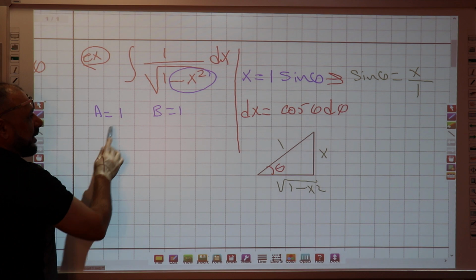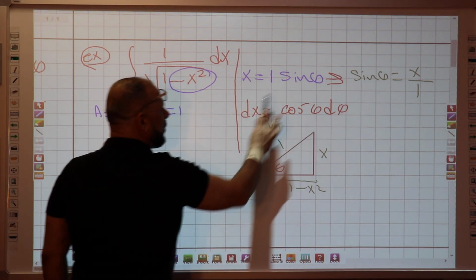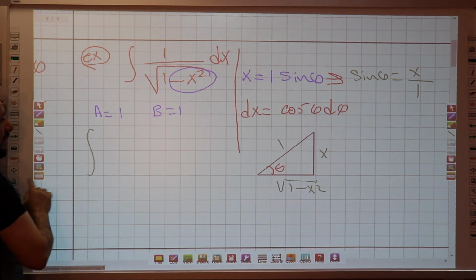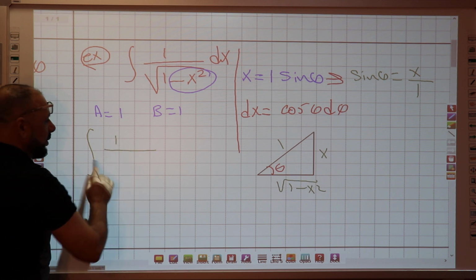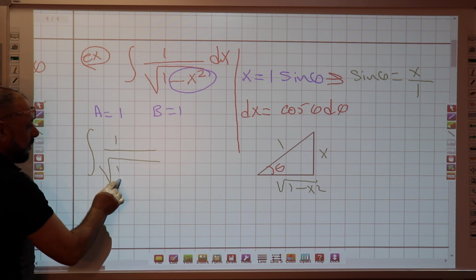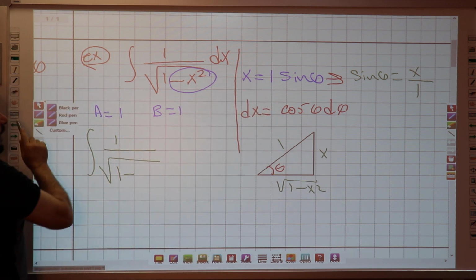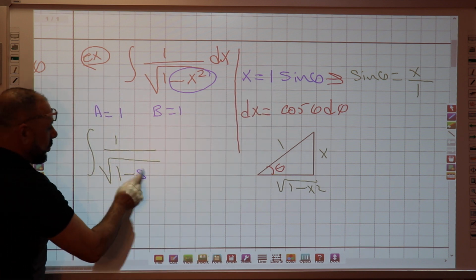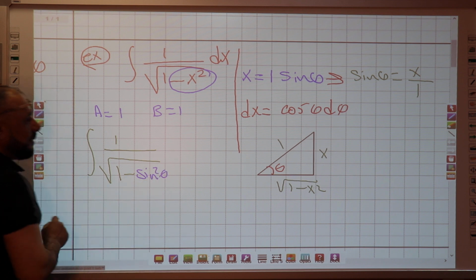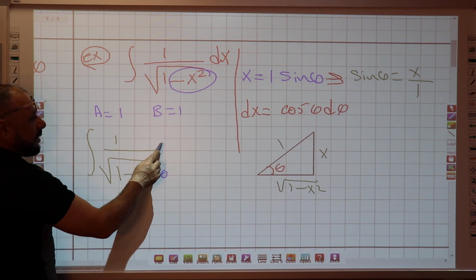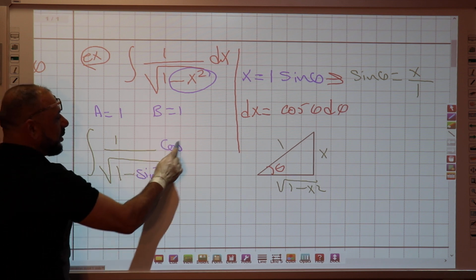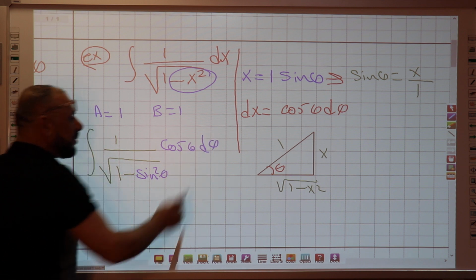Let us go back to our integration now. We have everything on the side here. Integration 1 over 1 minus x, sine square theta, right? And dx is cosine theta d theta. Good?